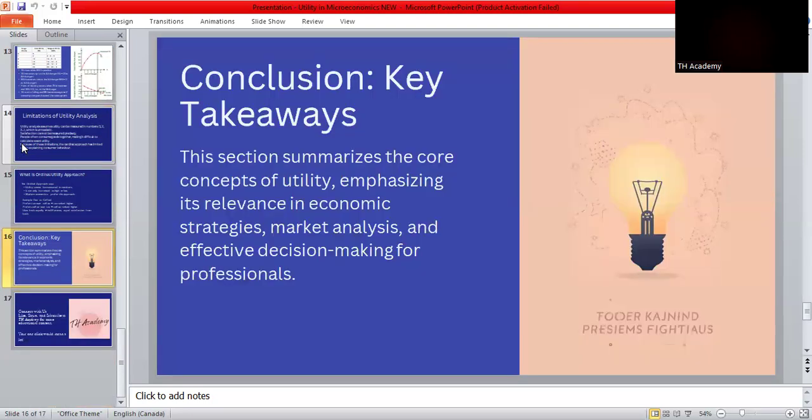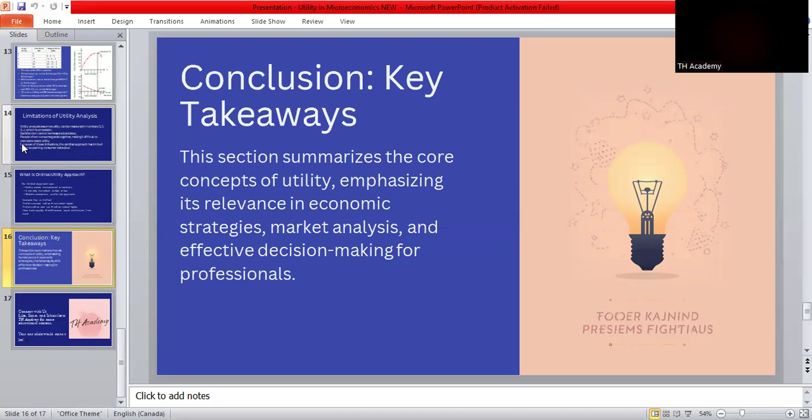Now to wrap up, let's look at the key takeaways from utility analysis. We learned about total utility and marginal utility and how they show the satisfaction a consumer gets from goods. We saw the difference between cardinal and ordinal utility approach. One measures utility in numbers, the other ranks preferences.